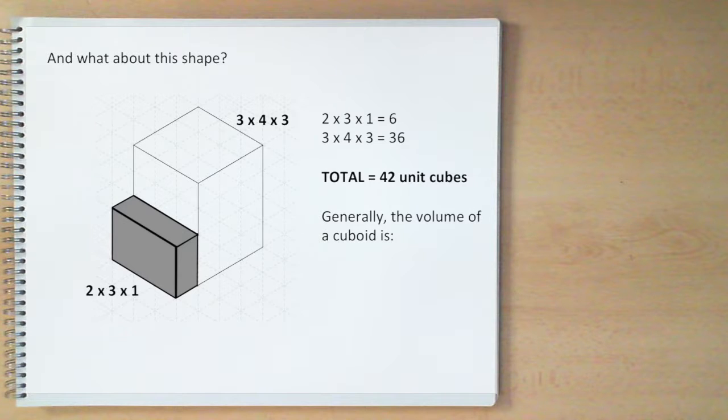So generally, the volume of a cuboid is the length times the width times the height, and as we've seen with this last example, sometimes it's not as straightforward. You're going to be given a shape that's slightly more complex, and you're going to have to work out the volumes of individual cuboids, having divided the shape up into sensible chunks.